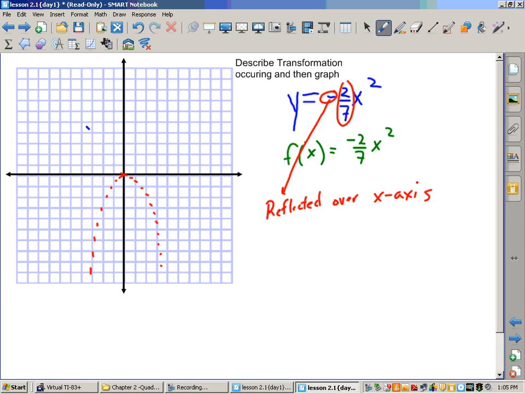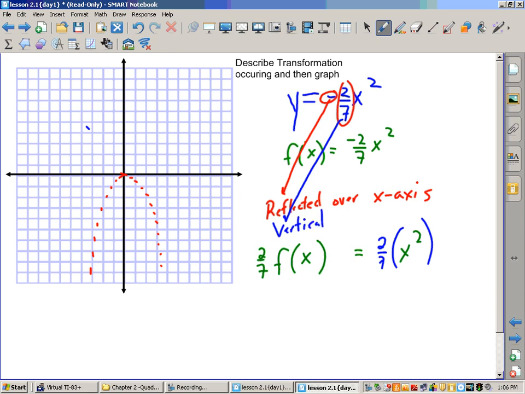They vertically compressed it. And you see, here's the argument. Did it vertically compress it, or did it horizontally stretch it? The difference is this. If I wanted this to be vertical, I would have taken this 2/7 and multiplied it times the parent function. Do you see how that x squared is the parent function? I would have multiplied it by 2/7. That made a vertical. It's less than 1.